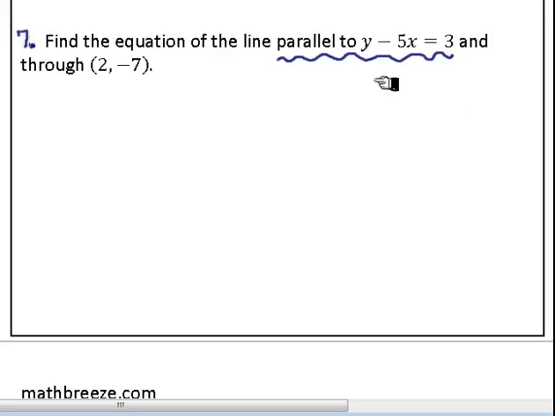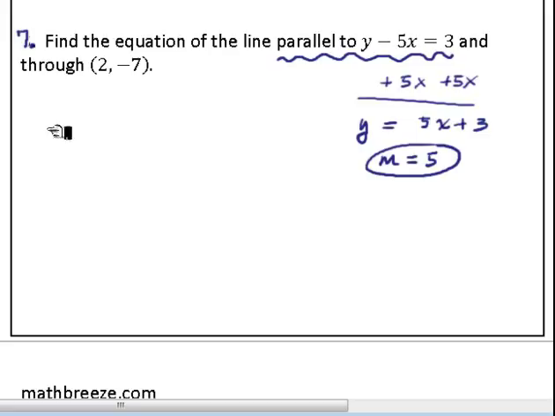Well, let's put this in the form y equal mx plus b, and we'll read off what the slope is. All right, so let's add 5x to both sides. And we have y is equal to 5x plus 3. So we see from this that the slope of our line is 5. All right, so the equation of our line starts as follows: y is equal to 5x plus whatever the y-intercept is. We'll figure out what the y-intercept is by substituting in this given point.